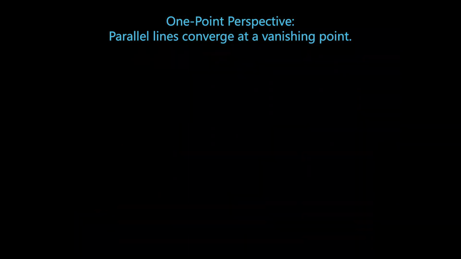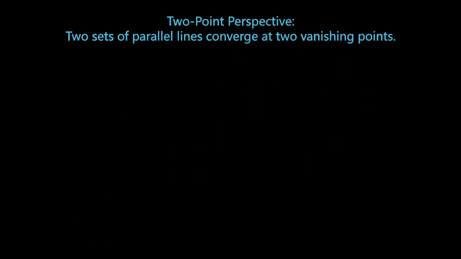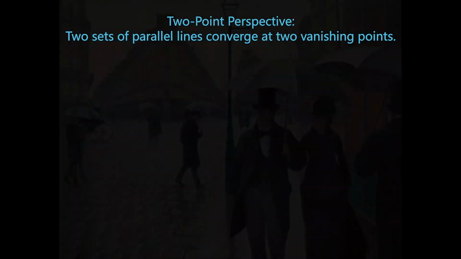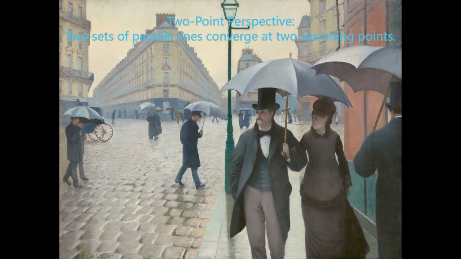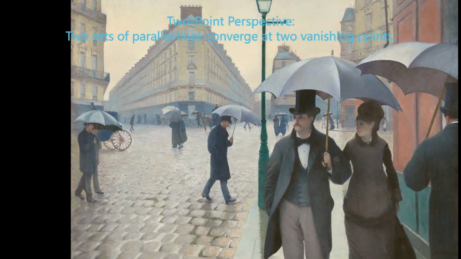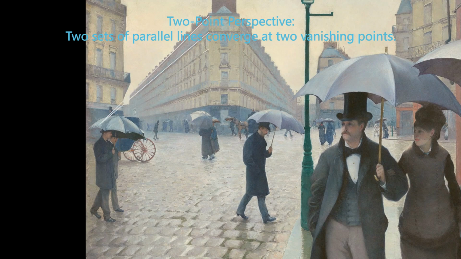Sometimes, to depict two sets of parallel lines pointing in different directions, we use two-point perspective. This is Paris Street, Rainy Day, by the French artist Gustave Caillebotte. In the distance, the parallel window frames on both sides of the building converge at two different vanishing points on the canvas.